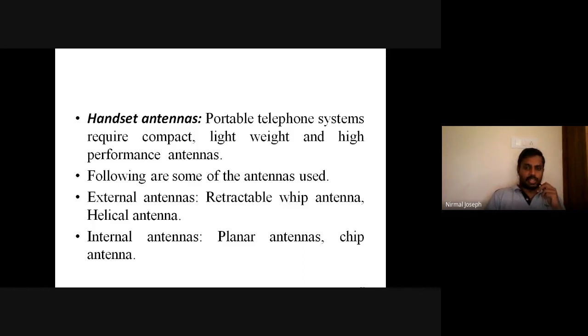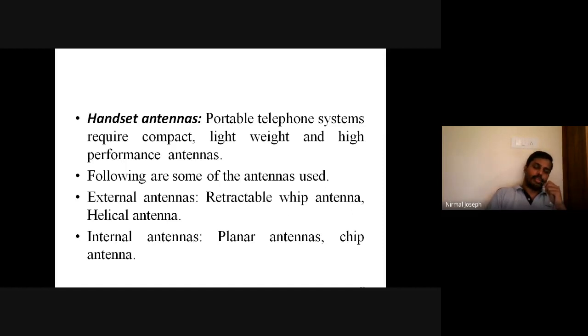Portable telephone systems require compact, lightweight, and high performance antennas. These are some antennas used in any handset. These are examples of antennas used in handsets. External antennas: retractable whip antenna and helical antenna. External means it will be visible externally. We can see these antennas outside.